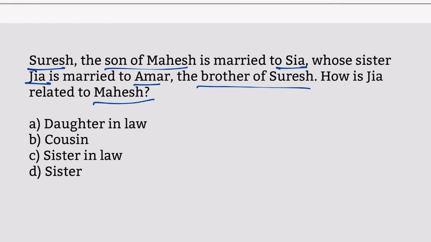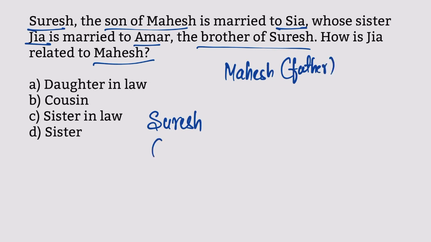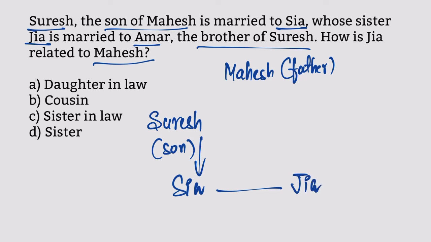This is actually very easy, nothing much is happening. Though there are many parties, the relationship is not so difficult to define in this case. Let's see how. Let me start with Suresh. Suresh is the son of Mahesh. So Mahesh is the father and Suresh is the son. And this fellow Suresh is married to Sia, who has a sister whose name is Jia.